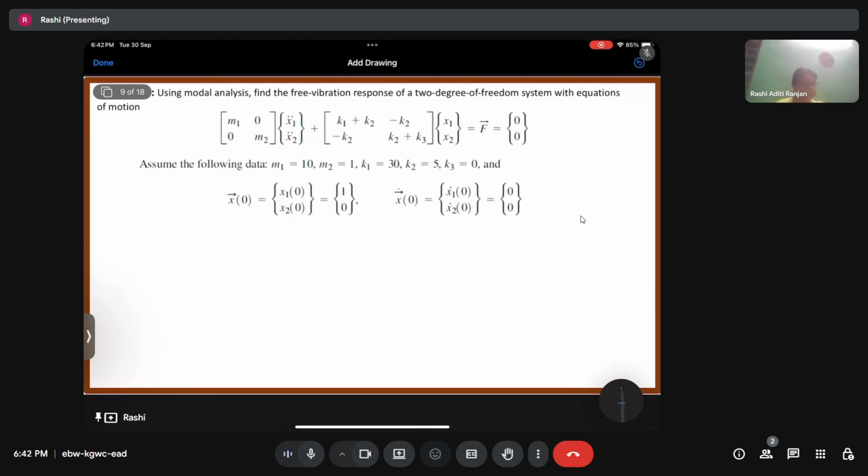So see, firstly, we have the equation which is given over here, right? So the first thing is definitely going to be to find out the natural frequencies.